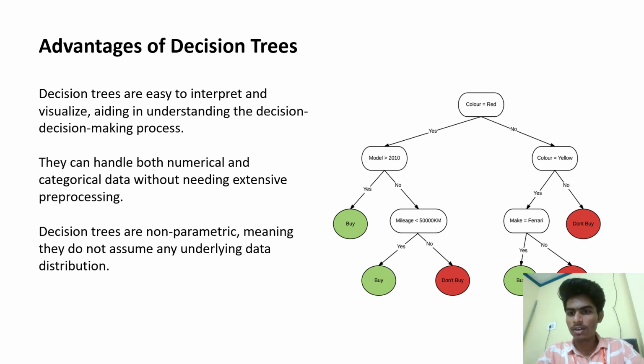If color equals red is no, he has another feature. If color equals yellow, he wants to take yellow and red, two colors. If the red color is not available, then he will go to yellow. If color equals yellow, then he will check make equals Ferrari, or else he will not buy. If it is Ferrari, then he will definitely buy. If it doesn't satisfy, meaning its name isn't Ferrari, then he will not buy.